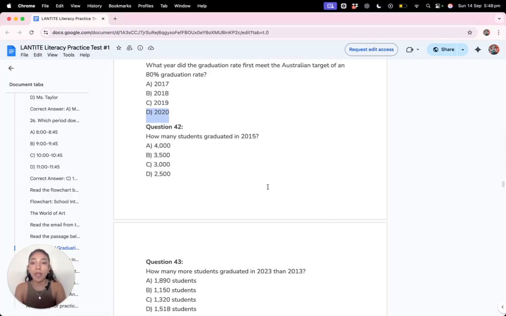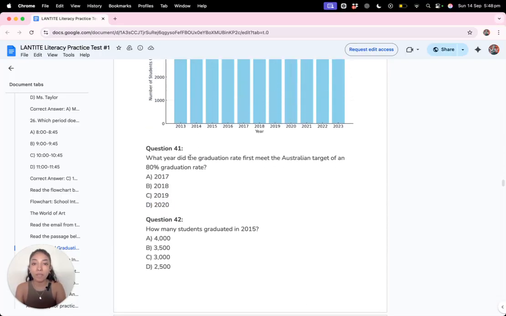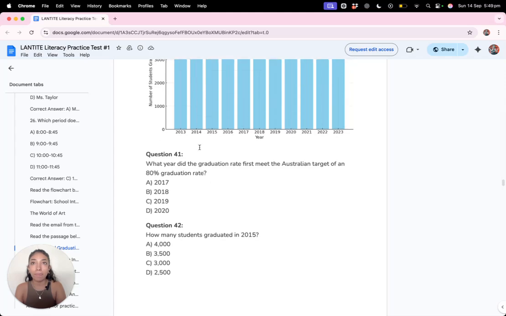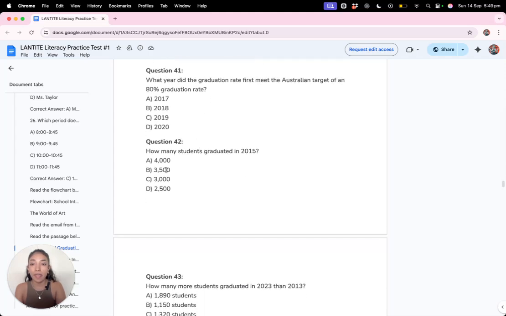Question 42, how many students graduated in 2015? So if we have a look here, 2015, it's approximately 3,500, so B. So approximately 3,500 students graduated. See that there.